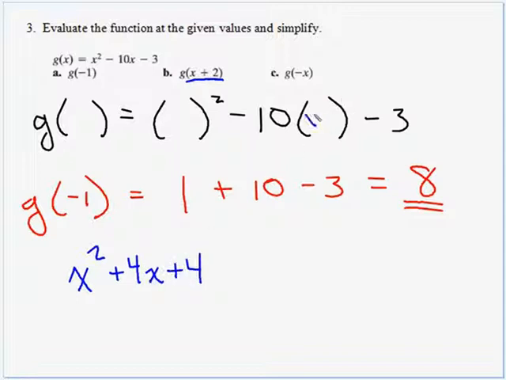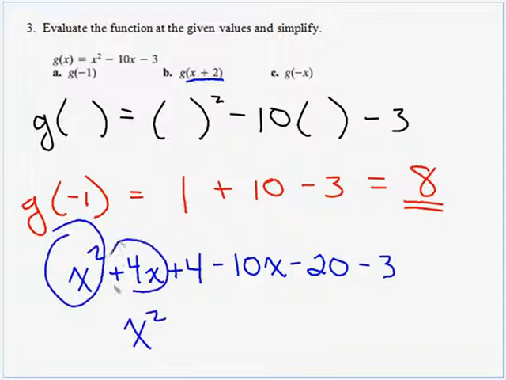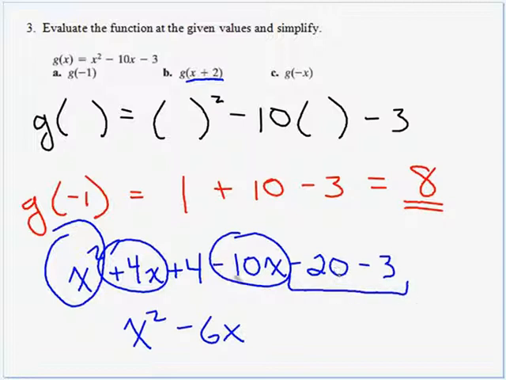And I would also put the x plus 2 in here and distribute the -10. So that's going to be a minus 10x minus 20. And then I have my constant minus 3. Well, let's collect like terms. X squared. We have a 4x minus 10x is a -6x. And then this would combine to a -23. -23 plus 4 is -19. There's our final answer simplified down as far as we can go for part B.